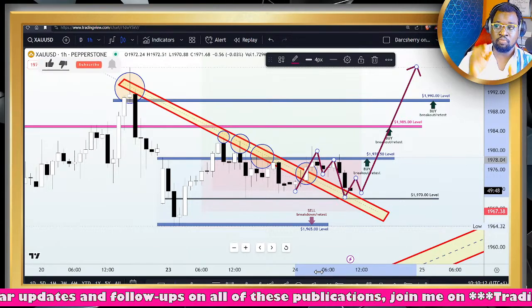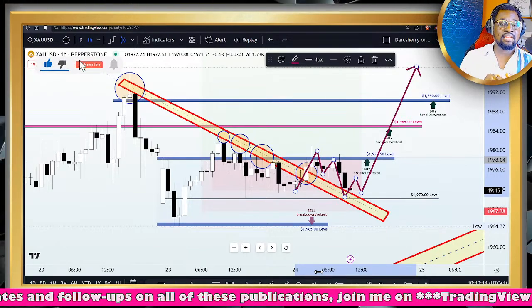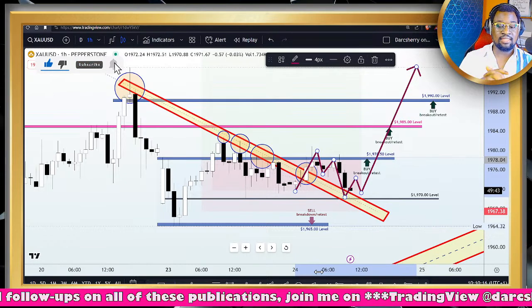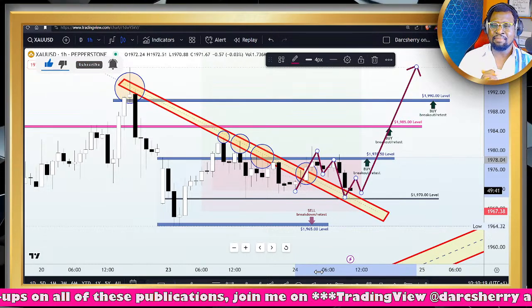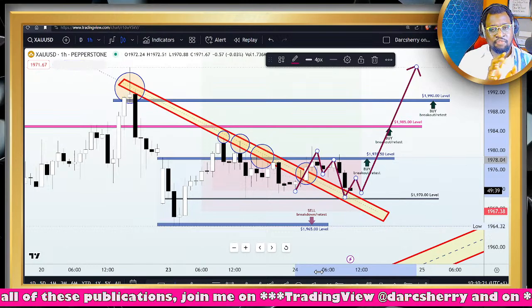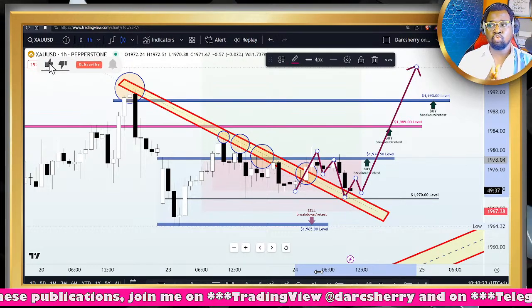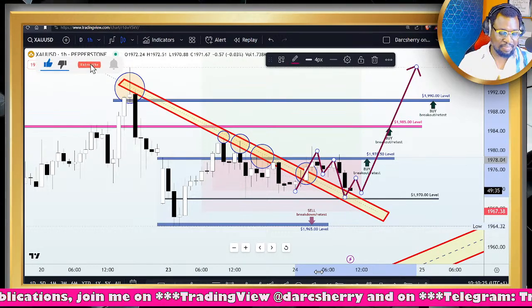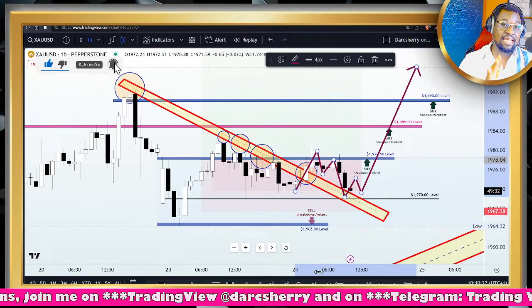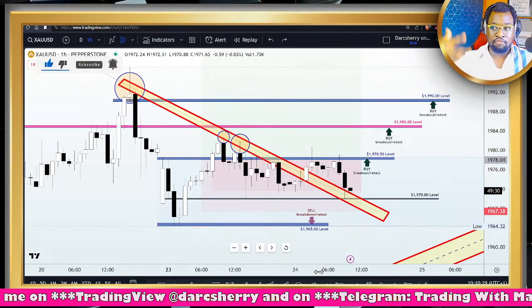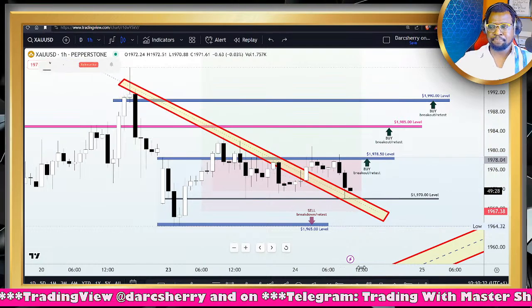Sellers are still struggling to break down both the descending trend line and the 1,970 area, which for me still gives me that sense of comfort to still be looking forward to more buying opportunities in this market. So that is why I am still staying in this trade in terms of the bullish expectations here.